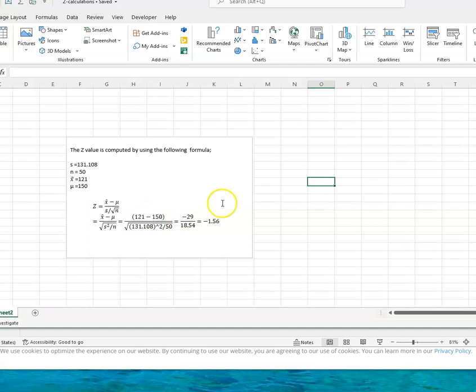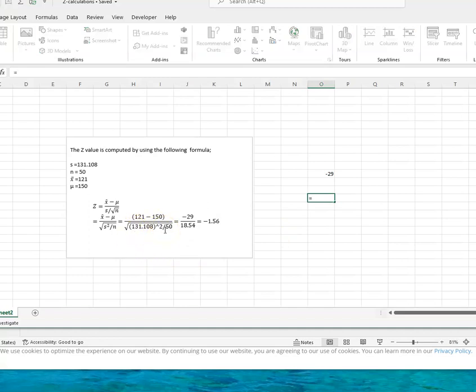So I'm going to write down equal to 121 minus 150. Enter. Okay, so I got negative 21. I get negative 29, I mean. So I got this part. Now for the bottom part, there are several ways to do it, but I'm going to show you step by step. So first I'm going to do the numerator of this.